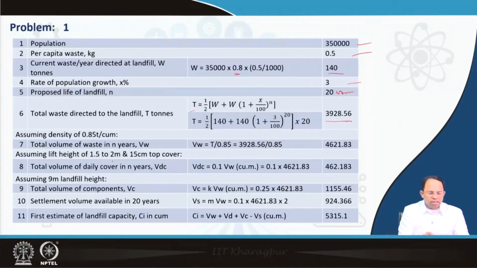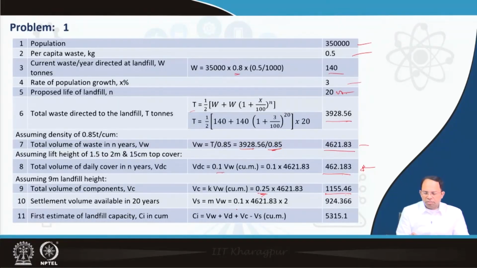Now total volume of waste is, in 8 years, this total tons of waste divided by the density, which comes to around 4621 meter cube of waste generated, right? Then assuming lift height of 1.5 meters to 2 meters and 15 centimeter top cover, we can say that total volume of daily cover comes to around 10%, which is 462. Here you can determine the quantity of soil cover that is required. So 462 meter cube of soil. Total volume of other components of liners is 1155 meter cube of soil, which is 25% adopted.